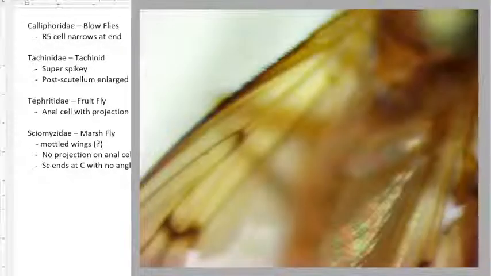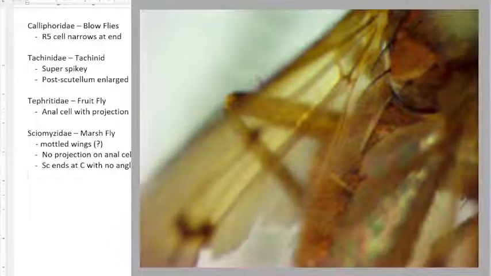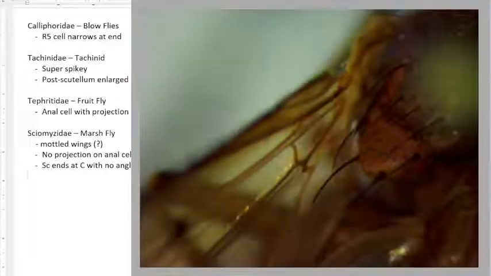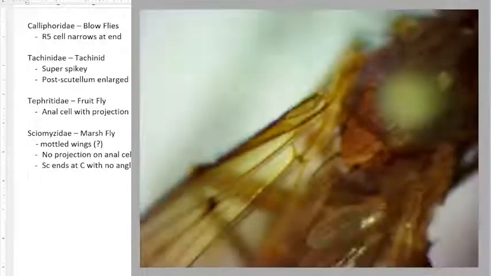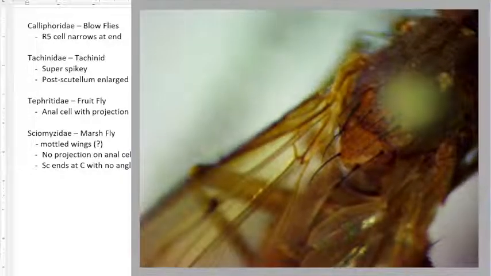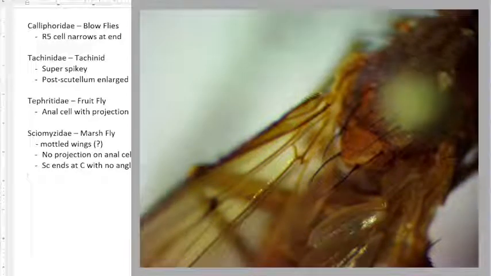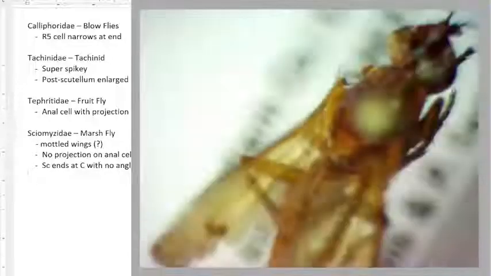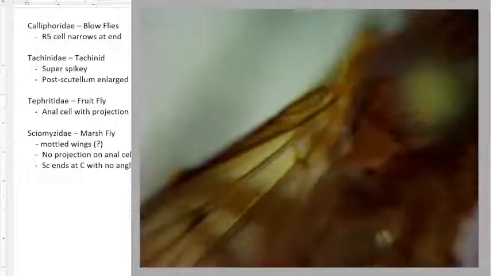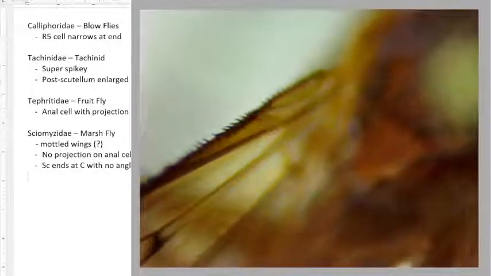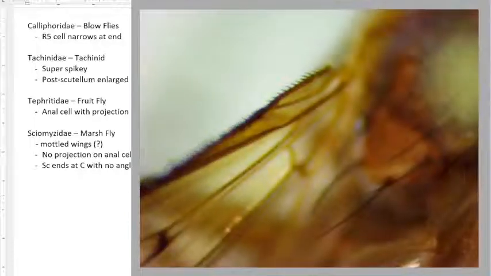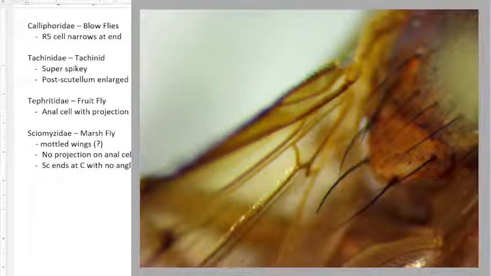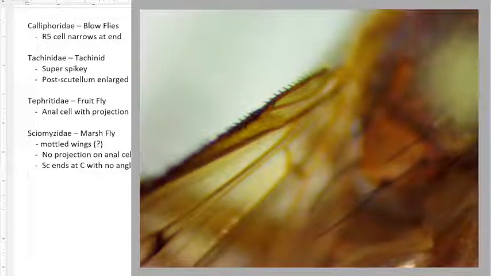So then we would look at the anal cell. That anal cell is going to be very close to the base, right? It's going to be kind of along the bottom. All right, and so you can see that this one doesn't have an extra angle that kicks out, right? So this anal cell is closed, but it doesn't have that strong projection. And so that's going to be one thing we're looking at. The other characteristic is up here in the top of our wings. Let's see.